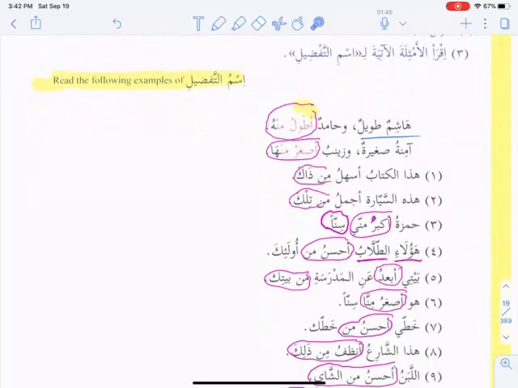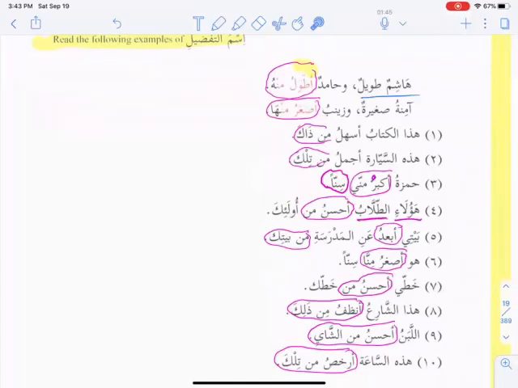Huwa askaru minna. He is younger than us. In what way is he younger than you? Sinnan. In age. He is younger than us in age.